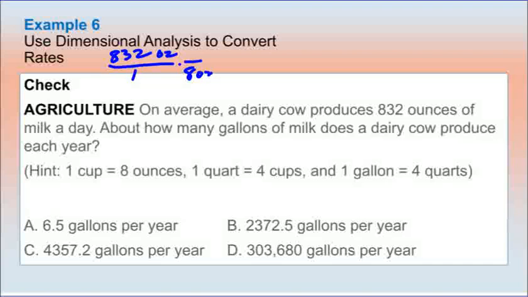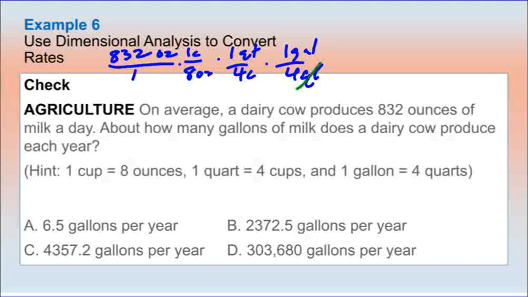So 8 ounces, 1 cup. Then we need to convert to quarts. So we have 1 quart, 4 cups. Then the quarts to gallons. We have 1 gallon, 4 quarts. The quart labels divide out, the cup labels divide out, the ounces go out. Then we got to convert. So this is 1 day. We need it per year. So we have 365 days in 1 year.